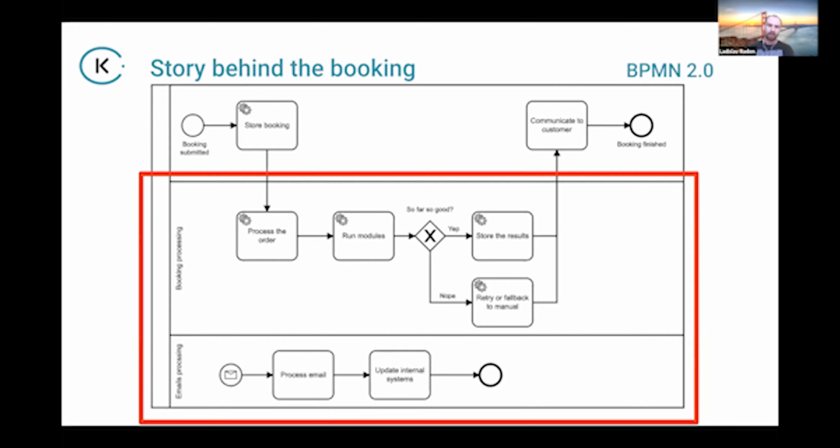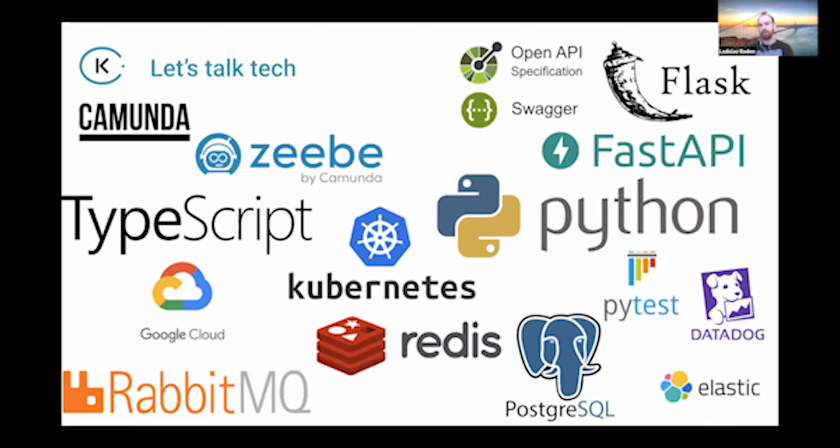Next to this, we are also working on an emails processing domain, where the problem is a bit different. The trigger is basically the email from the carrier. Then we process the emails and update the internal systems. All this in ideal scenario is happening automatically. So that's a brief walkthrough of the domain, and let's talk about the technology.